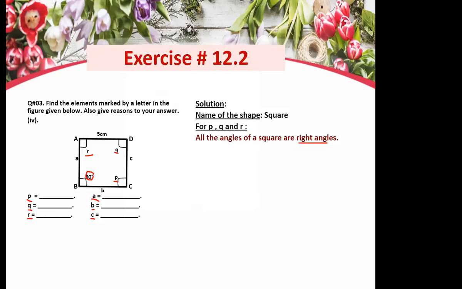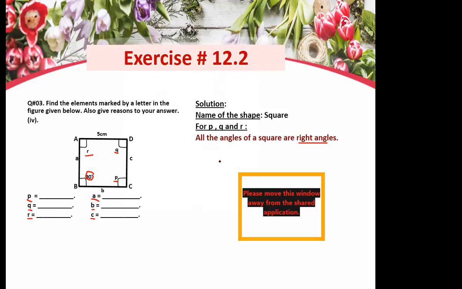All the angles of a square are right angles. Yes, okay. So what you will say, you will write down here: P is equal to 90 degrees, Q is equal to 90 degrees, as well as R will also equal 90 degrees.